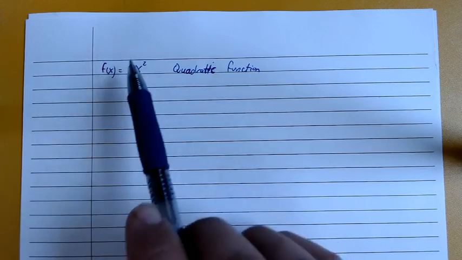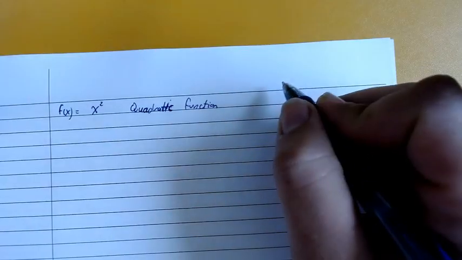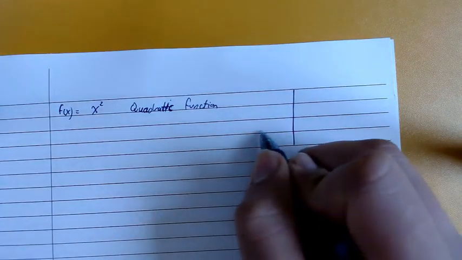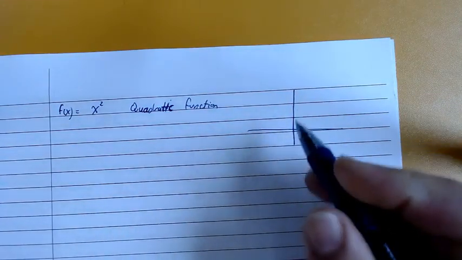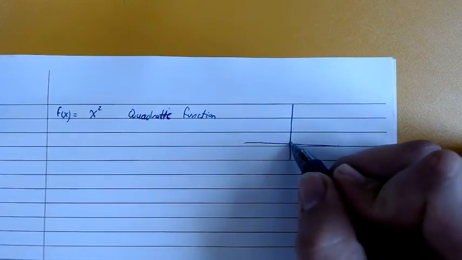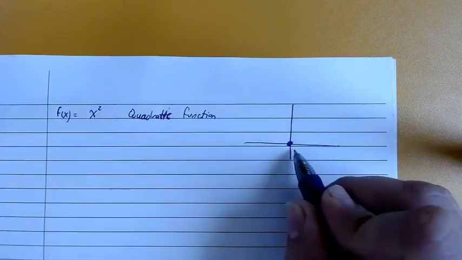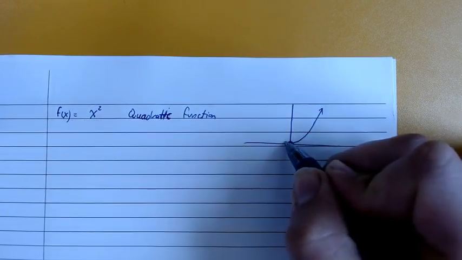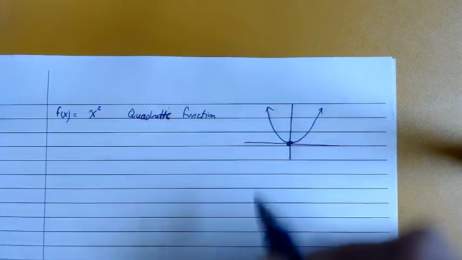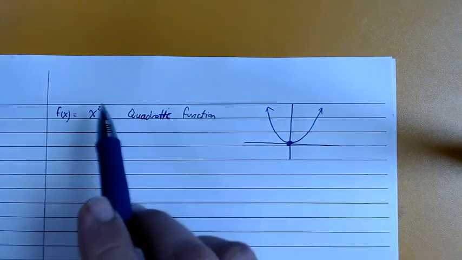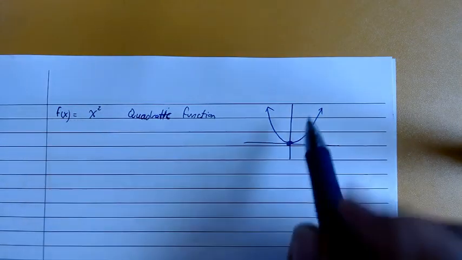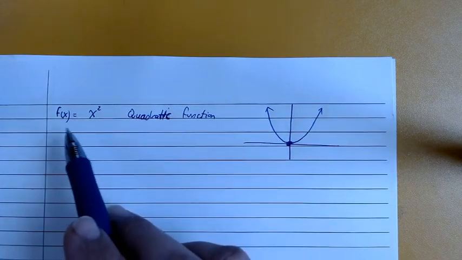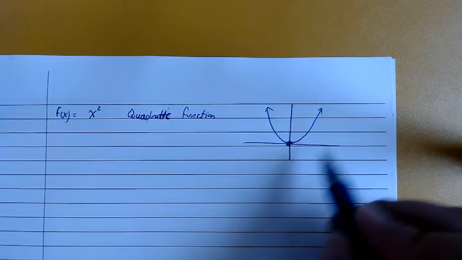Okay, so what does this one look like? Well, it is a parabola. It's kind of like a U shape. It's going to cross through 0, 0. It's going to go up and to the right, and it's going to go up to the left as well, like this. This shape is called a parabola, and every time you have a quadratic function, it's going to look kind of like this. So if I'm graphing f of x equals x squared, that's this graph right here.